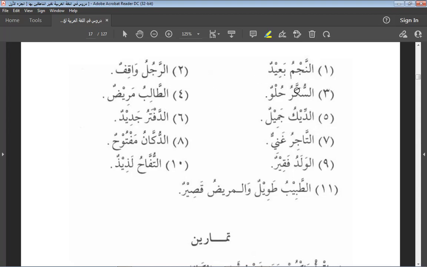Then you have as-sukkaru, sugar, hulwun, is sweet. Sugar is sweet, hulwun, sweet. The word for sweets, as in toffees, is halawiyat, from the same word, hulwun. So you need to also keep that. Inshallah, I'll provide all that. Halawiyat, sweets. When you go to the Arab land, they kill themselves with sweets always. He says, at-talibu maridun, the student is sick.